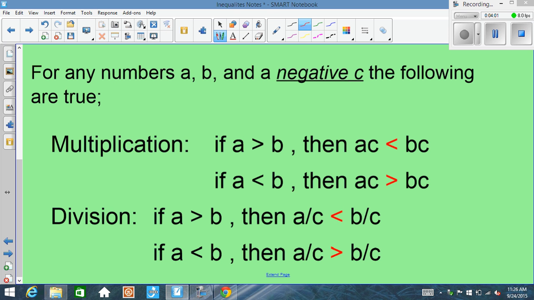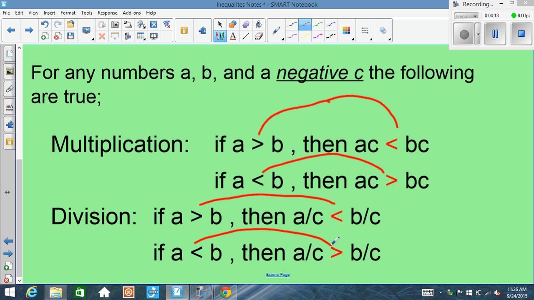So in all these examples, notice in red, all these values flipped. They all flip signs because the original c is negative, and we're multiplying and dividing both sides by a negative, so the inequality must flip over.